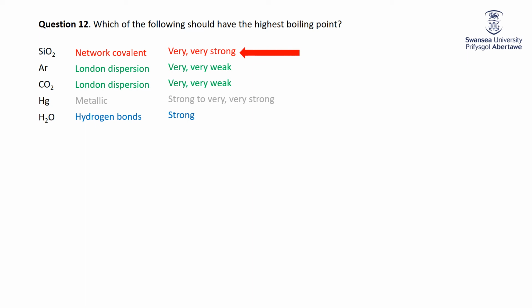Now, you should always be aware and think about regular knowledge because you don't need to know intermolecular forces to answer this. All you need to know is that silicon dioxide is sand, so it's a solid at room temperature. Argon, noble gas, so gas at room temperature. CO2, gas at room temperature. Mercury, you'll know, is a liquid at room temperature. And of course, water is a liquid at room temperature.